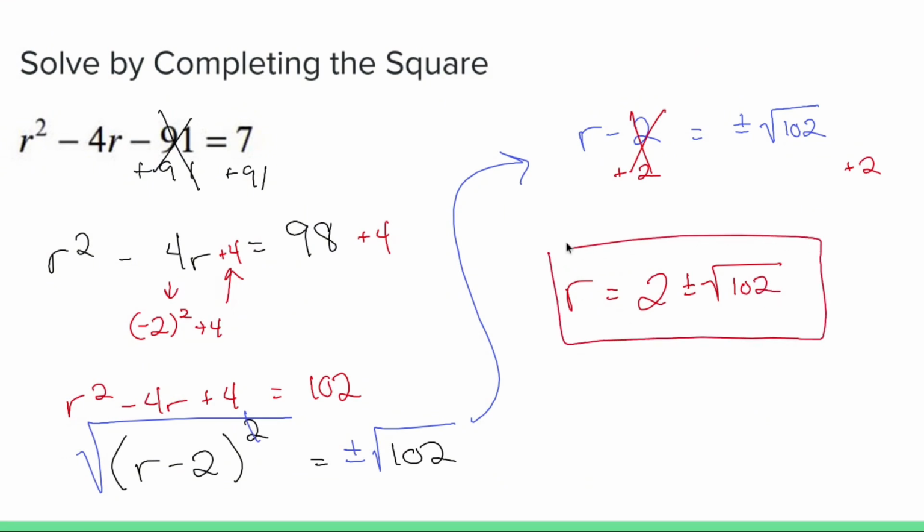Okay? That's completing the square. Not the easiest process in the world, but not the worst either.